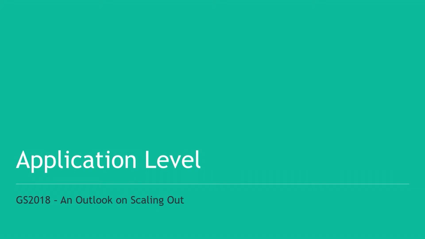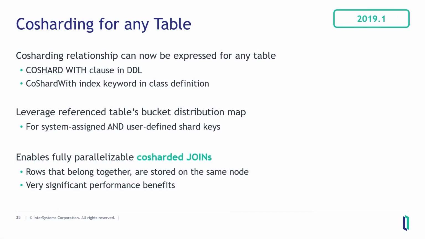Okay, we're scaling up. We're going up to the application level, so we've got a nicely elastically scalable system level. So now let's look at what the application level has in stock in the upcoming releases. So co-sharding for any table. I already just described what co-sharding is about.